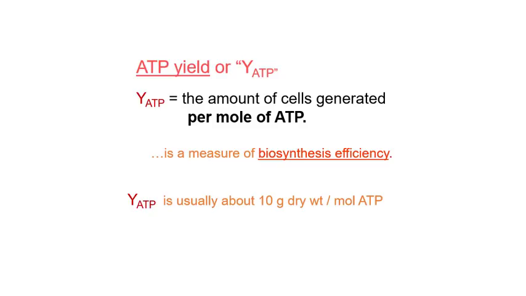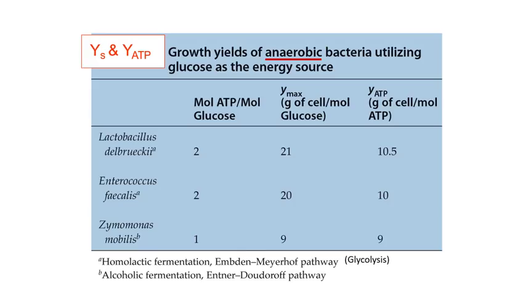YATP, or the ATP yield, is a bit different from Ys, but it's very related. YATP is just the amount of cells generated per mole of ATP used, and it's a measure of biosynthesis efficiency, or anabolic efficiency. Here are some examples of Ys, here called Ymax, and YATP. You can see that YATP is really similar per mole of ATP used for any given pathway, while Ys, or Ymax here, varies a little bit more.